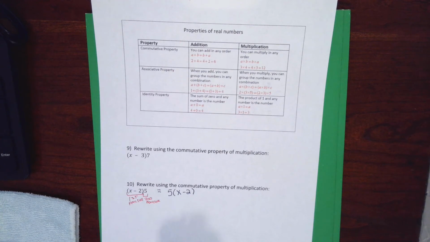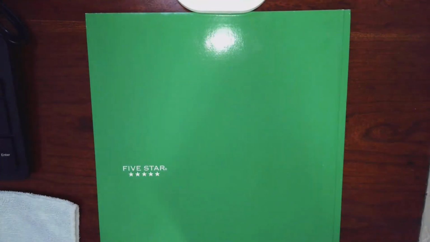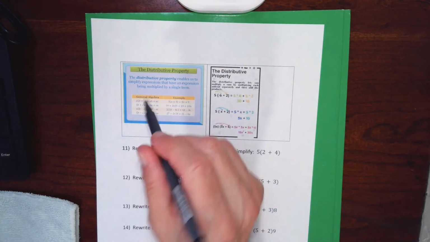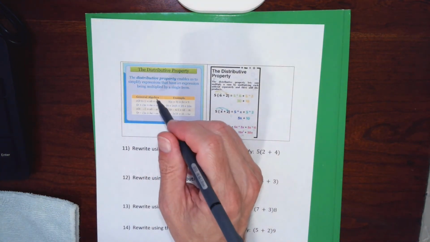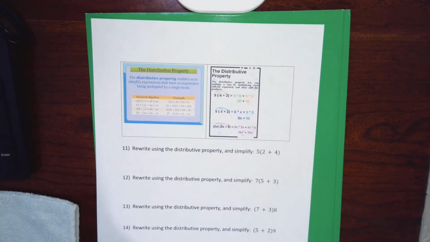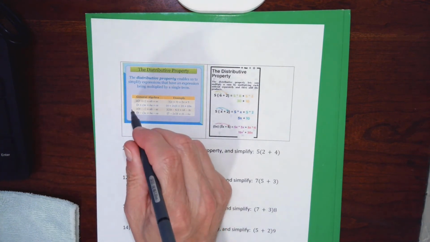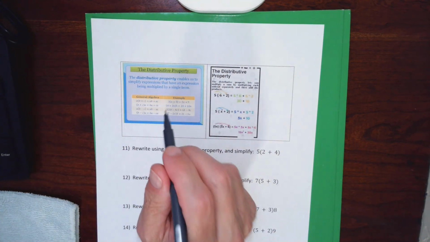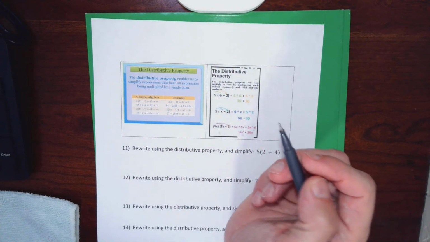And now we're getting ready to get on to a new rule, and it's probably the most important rule in this section. It's the rule that comes up again and again and again. And it's the distributive property of multiplication over addition, or the distributive property of multiplication over subtraction. The rules are written here with an example, but let me do some examples.